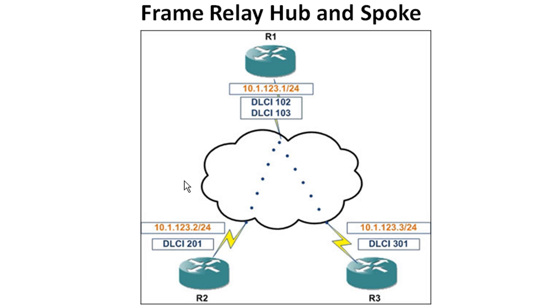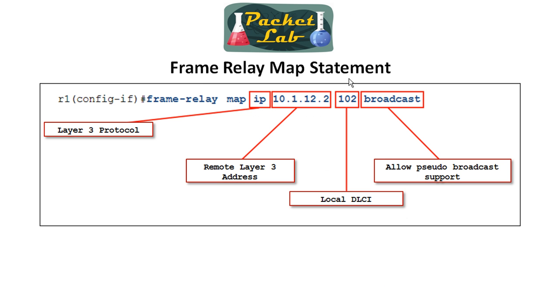to reach this next hop IP address of 10.1.123.2, I need you to go out this local DLCI, because if you're on R1, it has two choices. It can send traffic out DLCI 102 or DLCI 103. Since 102 goes to R2, you're going to say frame relay map IP, because we're running IP, 10.1.123.2, because that's the remote IP address, or you can think about it as the next hop IP address, and then you're going to say 102 for the local DLCI. And so that's saying to R1, anytime you need to reach this IP address, go out this frame relay DLCI.